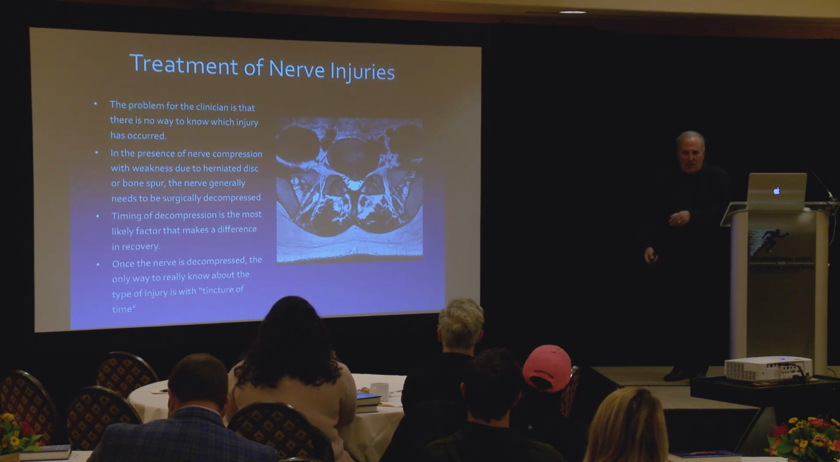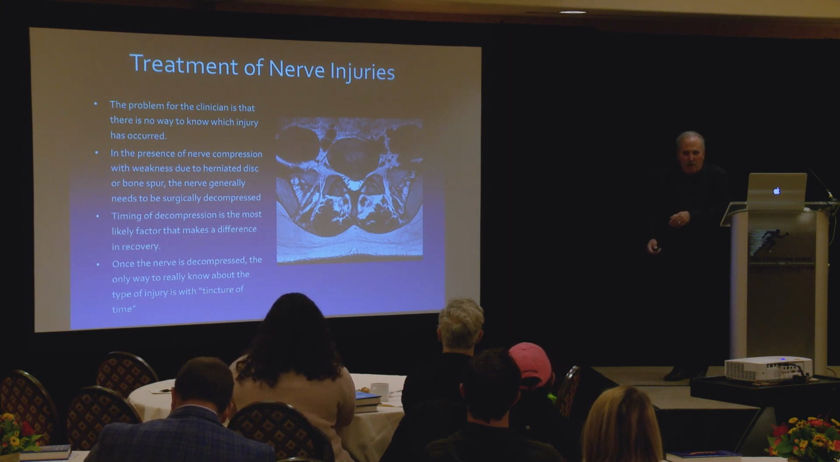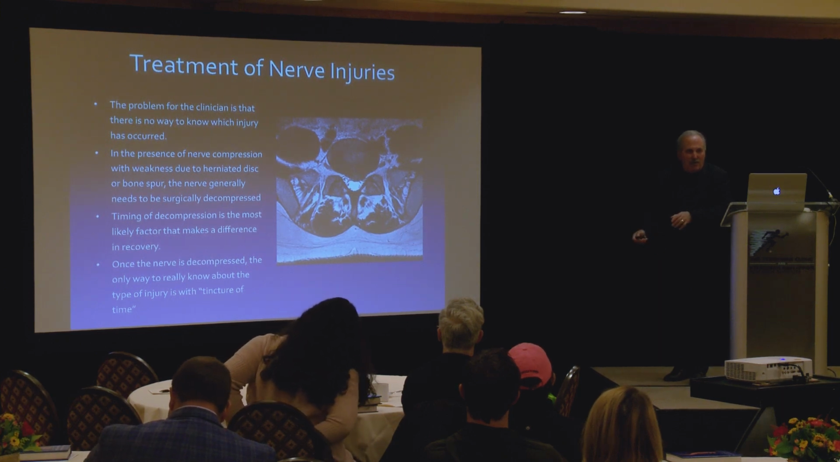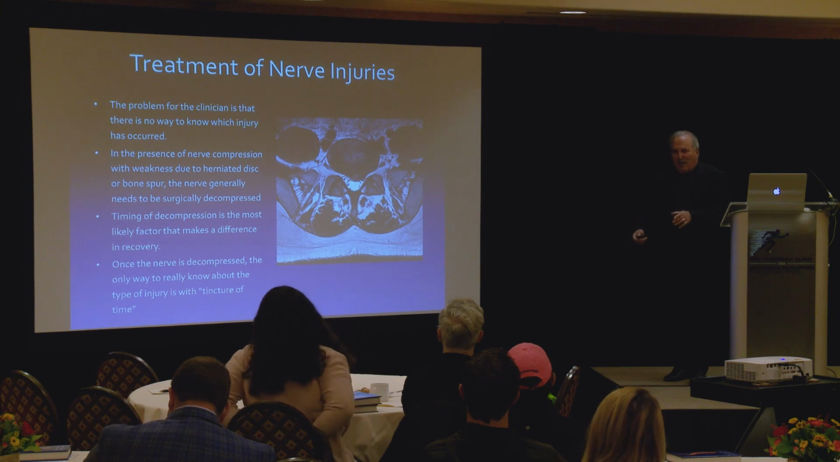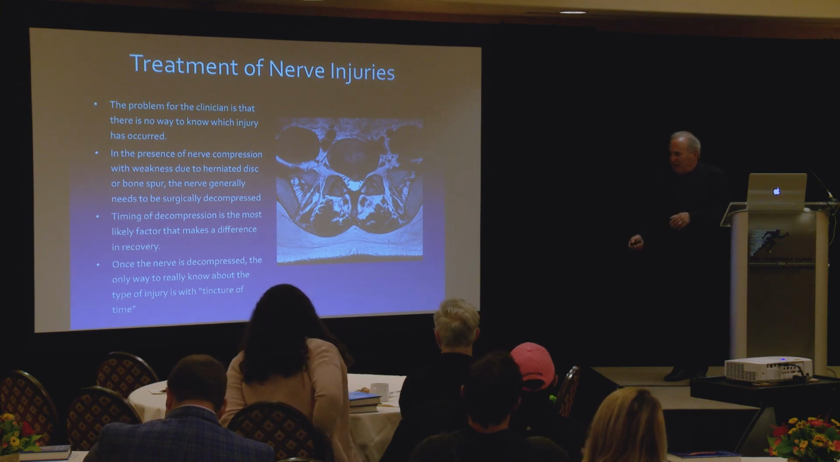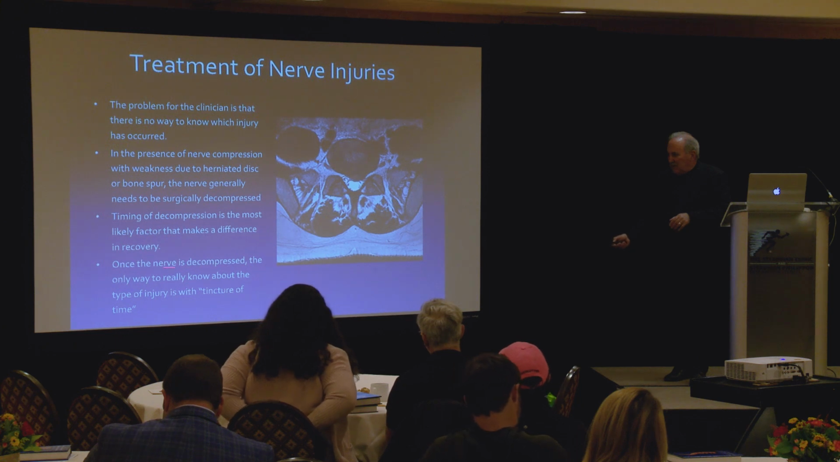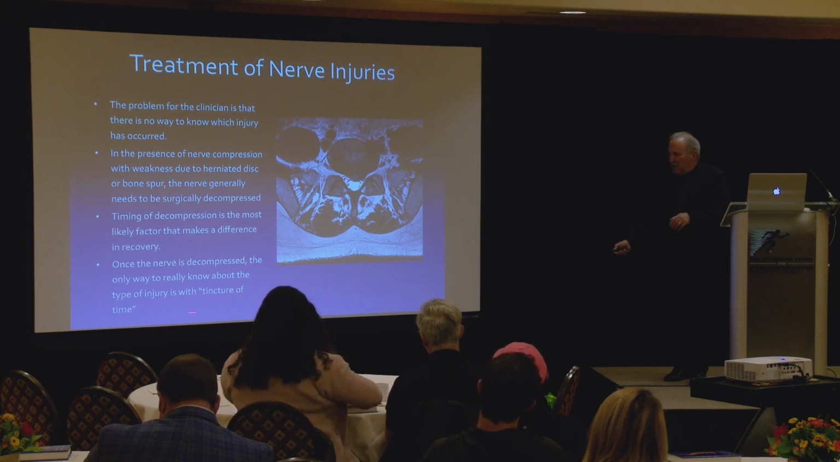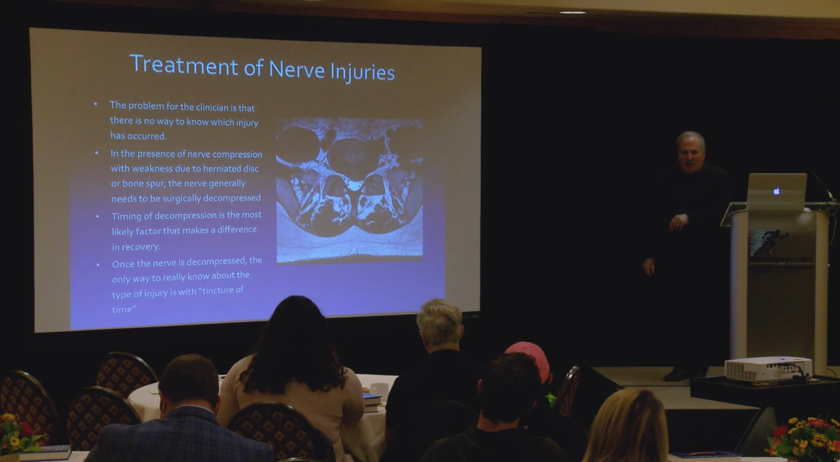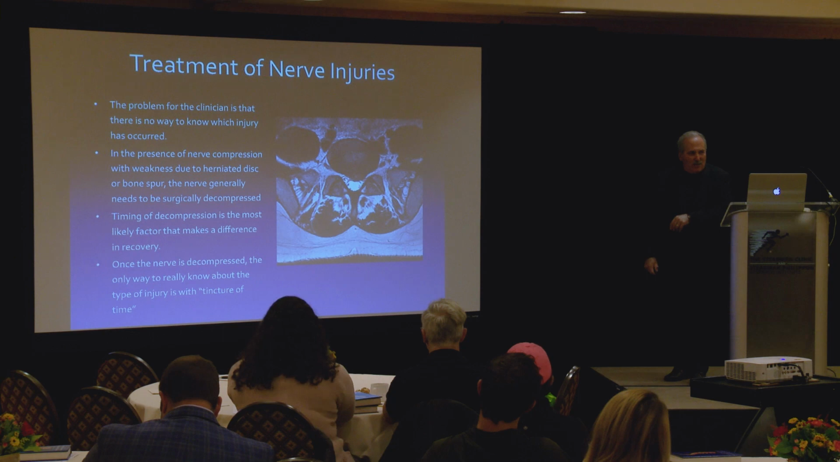There are some people who say, I'll take my chances. We generally use the statistics with motor strength deficit: 40% of people will recover without surgery, and 80% will recover with surgery. We're still working on the statistics; we're still writing the paper. That's in general what the story is. Once the nerve is decompressed, the only way to really know about the type of injury is with the test of time. Is it going to heal or not? Even with surgery, 20% of the patients don't get full recovery. We just don't know, and there's no way at this point to know.